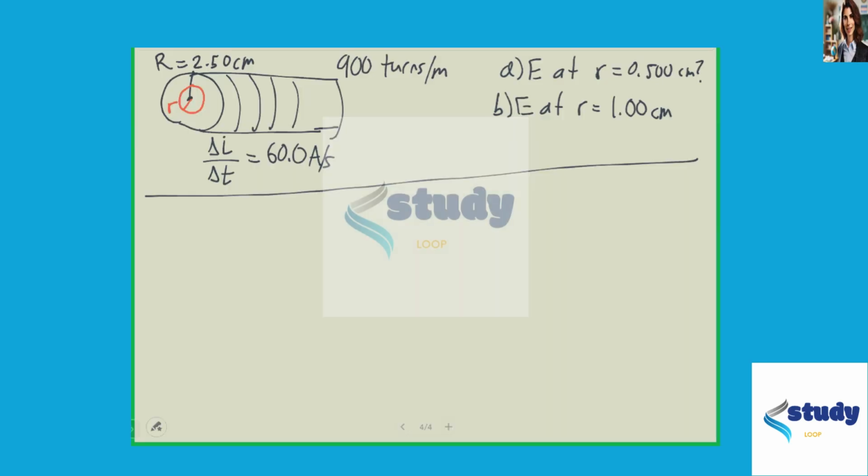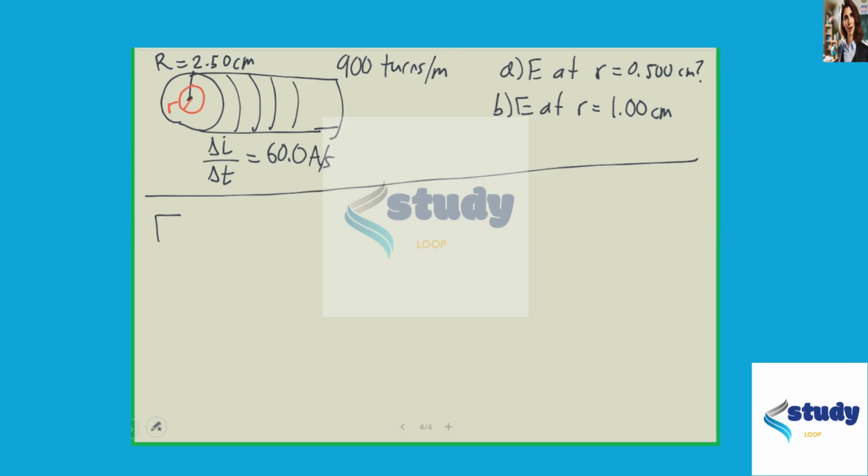So we have a solenoid with 900 turns per meter and a radius of 2.50 centimeters with a current that's increasing at a rate of 60 amps per second. And what we want to calculate is the electric fields at two different radii. So we've got 0.5 centimeters and 1 centimeter. So this problem is a Faraday's law problem.